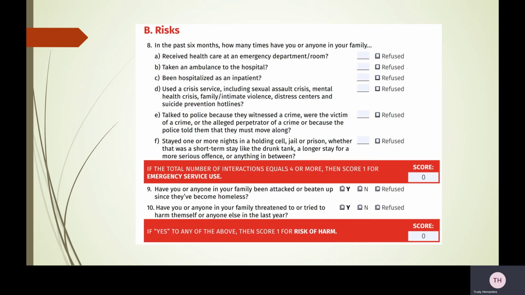Same thing throughout. So when we look at risks, in the past 6 months, how many times have you or anyone in your family received health care at an emergency department or room? This is the most vulnerable. So maybe in this case, mom had to go to the emergency room and no one else has any interaction with emergency services. We would go ahead and put that mom had 1 emergency department or room experience.